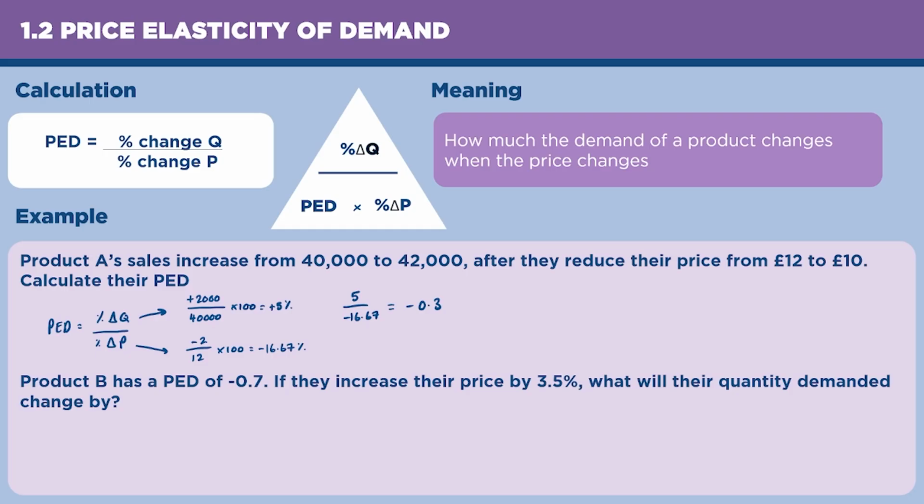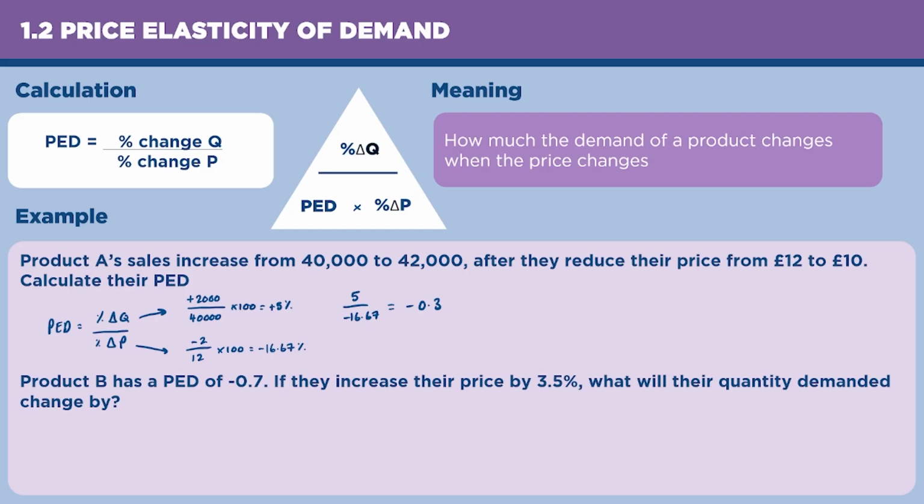I'm not going to go through too much depth about what that means, elastic or inelastic. There are review videos on this. I'm just focused on the calculation structure here. But ultimately, that is an inelastic price elasticity of demand. It means that when the price changes, demand doesn't change that much. For every 1% you change your price, demand only shifts by 0.3%.